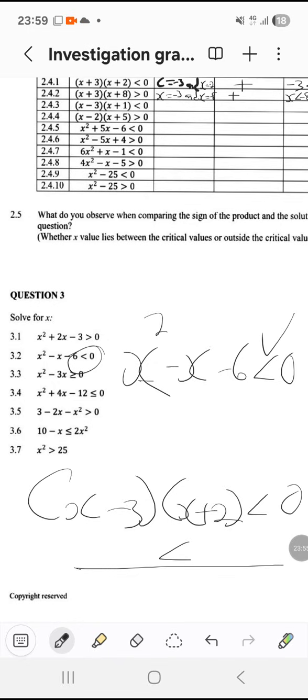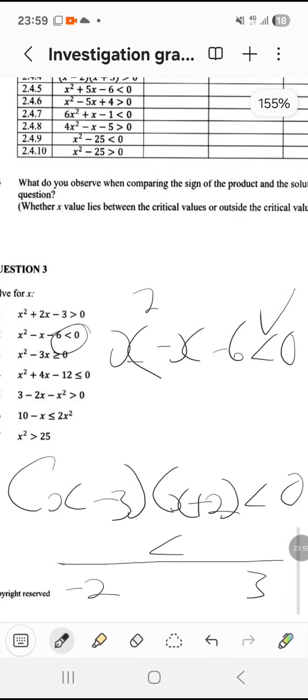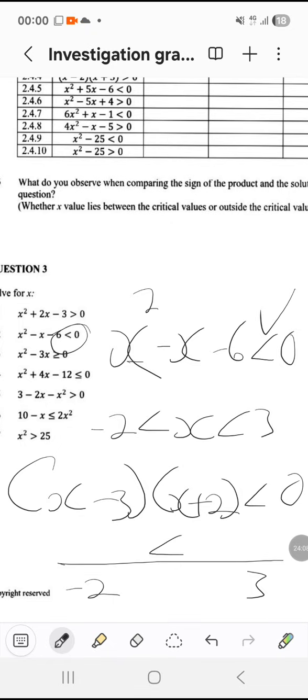We write the inequalities as it is. Here we have minus 2. Here we have positive 2. Remember, when 0 is greater, it's an intersection. So our solution will be minus 2, there's no or, and then x and then 3. Just like that.